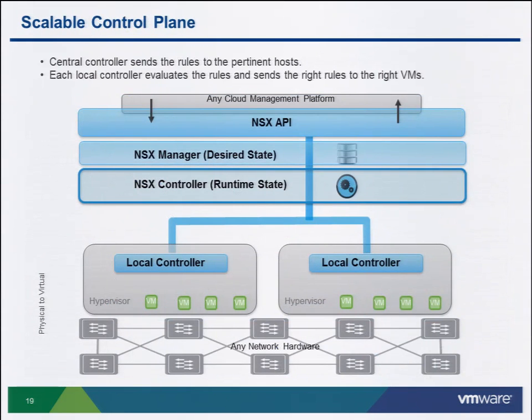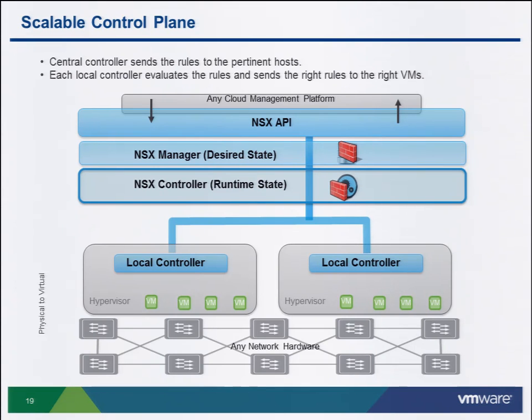So the next is the scalable control plane. Here we have the NSX APIs, which come down either from the UI or from the RESTful APIs. They can be a huge list. Generally, most service providers and enterprises have a big list. It comes down to the NSX manager, which holds the desired state. It is put in the database, and once it is in the database, it is sent to the controller.